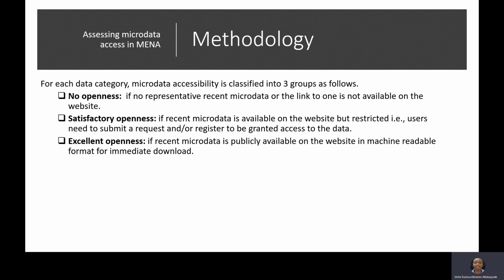For excellent openness, this would be a situation where the microdata is available publicly on the website. You do not need to create an account or do anything else. You just go to the website and you have immediate access to the data. And so this is how we categorize whether or not the data is open.